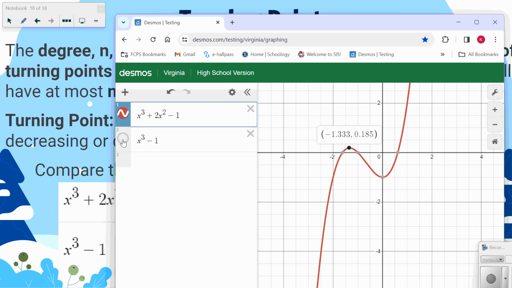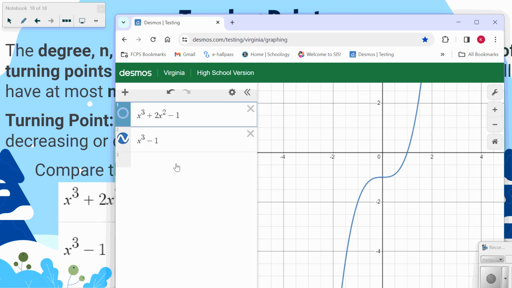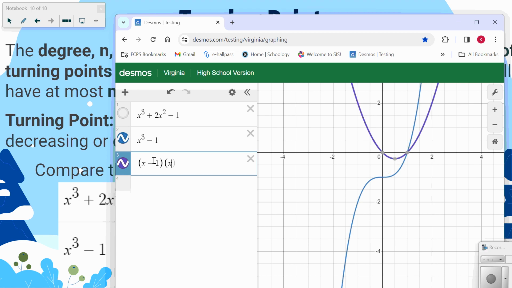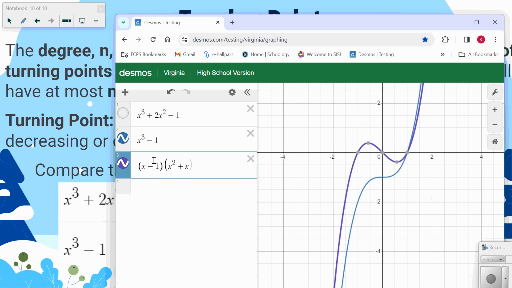Now let's look at our second example here. We have x cubed minus 1. What do you notice about this graph here? We only have 1 real solution. Just remember, that's going to come from, if you were to think about the factors for this, you'd have x minus 1 and then x squared plus x plus 1. Remember, it's your difference of cubes.